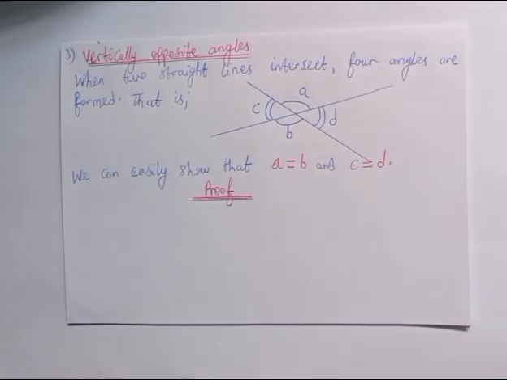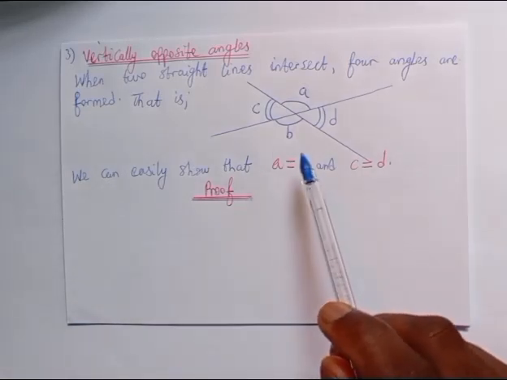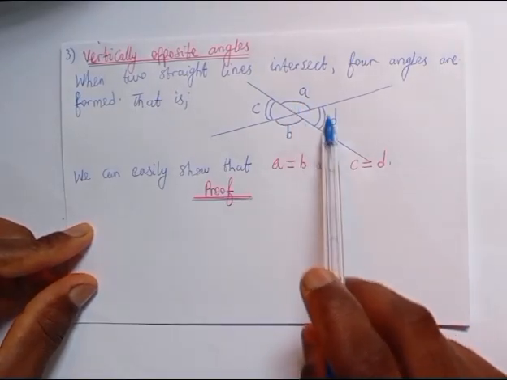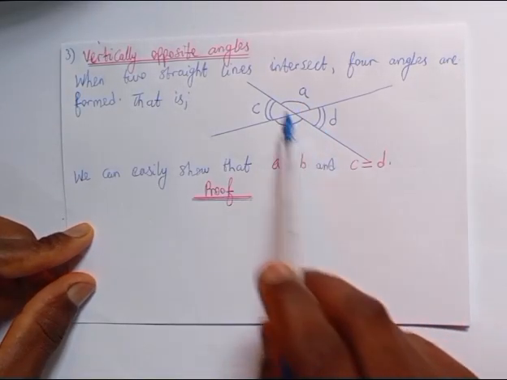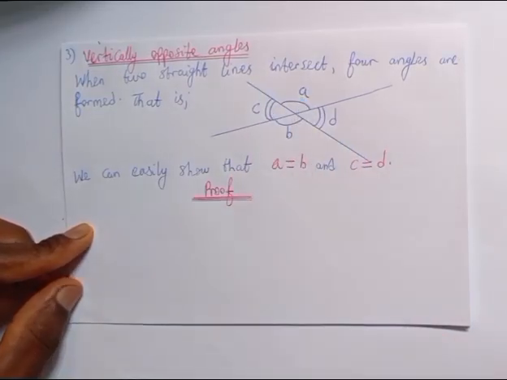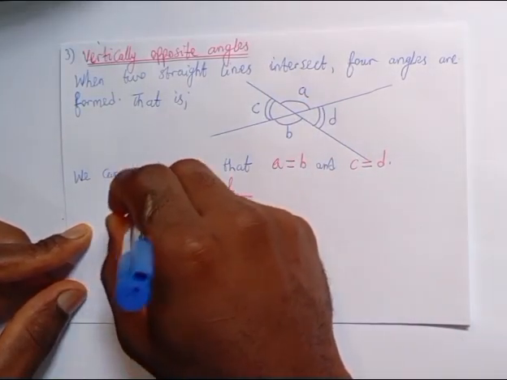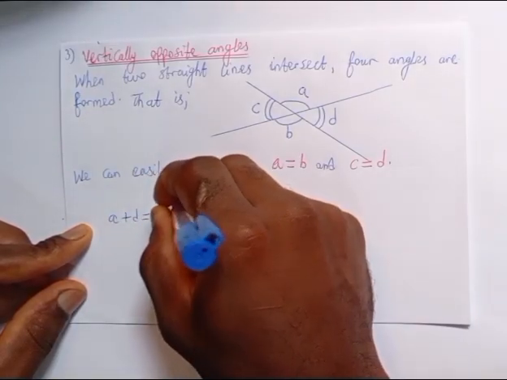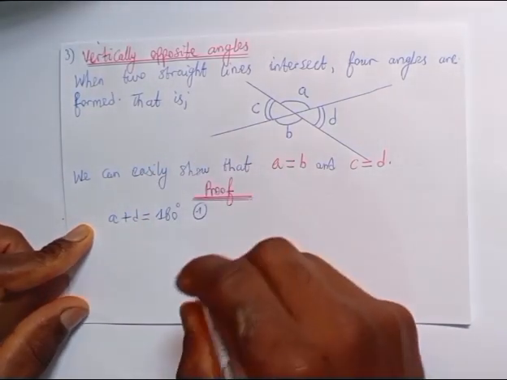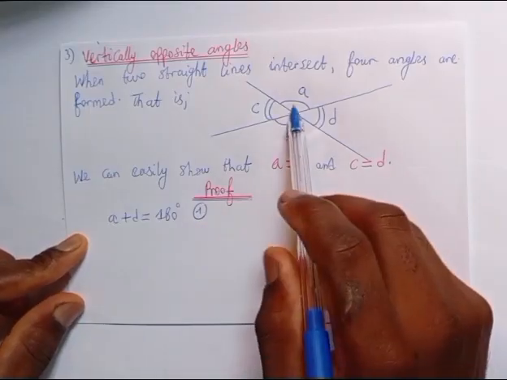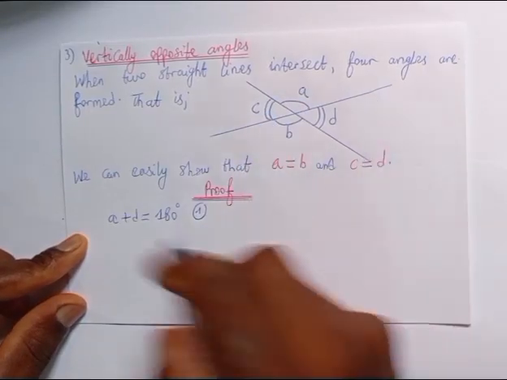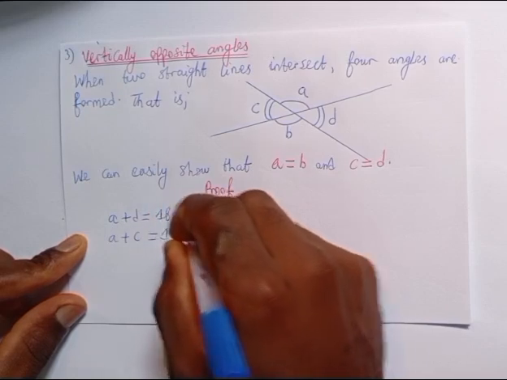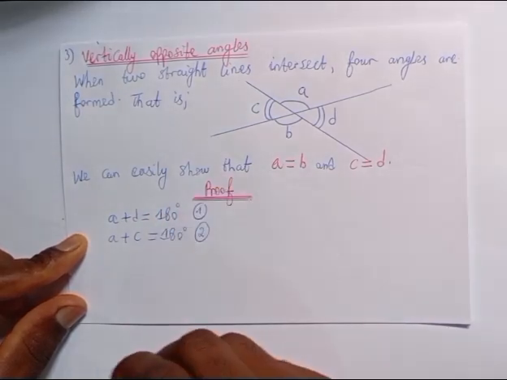First thing, we are going to make use of the fact that the angle A and D, they are straight line angles. So A plus D should be equal to 180 degrees. Call this one equation 1. The next, if we take A and C, they are straight line angles. That means A plus C should be equal to 180 degrees. We call this one equation 2.